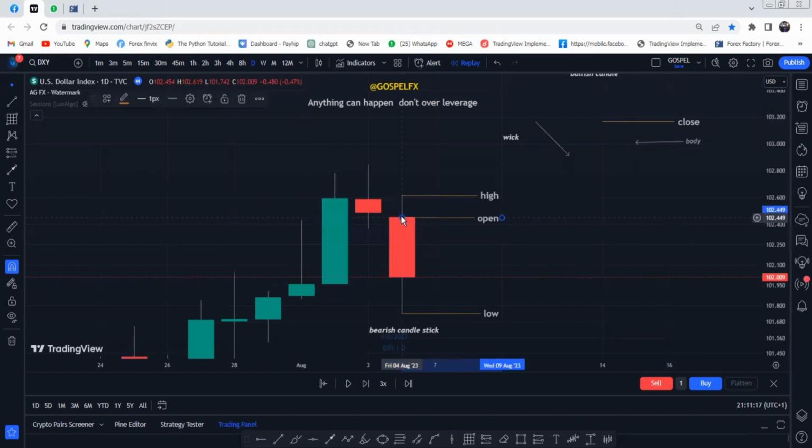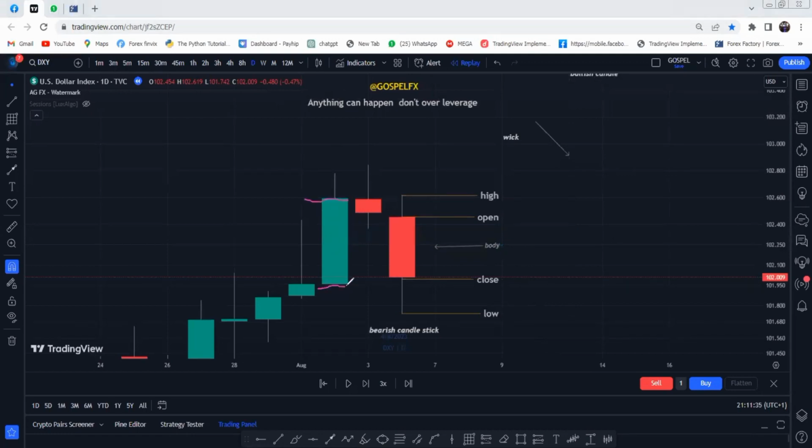Okay, it opens high at this point. This is where the opening price is, and then it closes lower, unlike a bullish candle, and this is still the body of the candle. Unlike a bullish candle that opens low and then closes high, a bearish candle opens high and then closes lower, but the highs remain the same. They don't change.